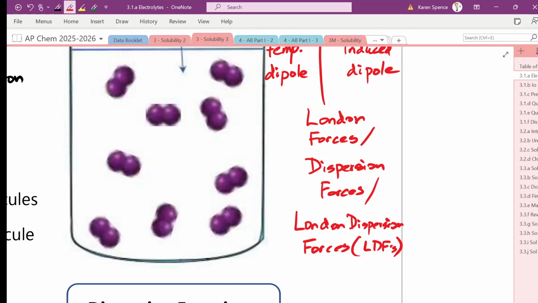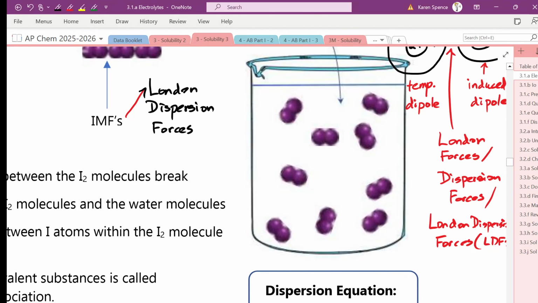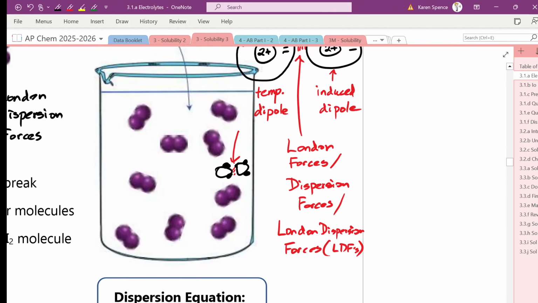Yes? What is dipole? So that would be a permanent dipole with a permanent dipole. So that would be like if you have a polar molecule with a polar molecule. Okay? So if we had in this beaker a water molecule, let's put it here, and I have another water molecule here, that is going to be dipole. That's too big of an arrow.